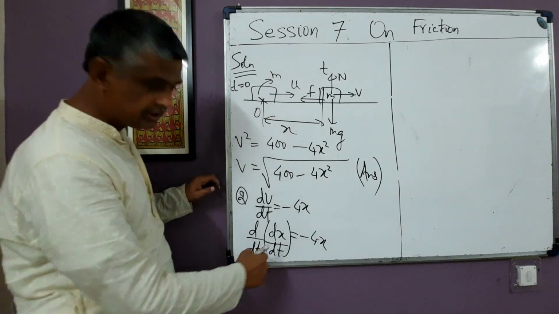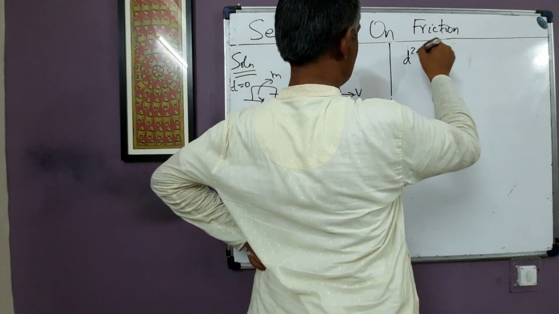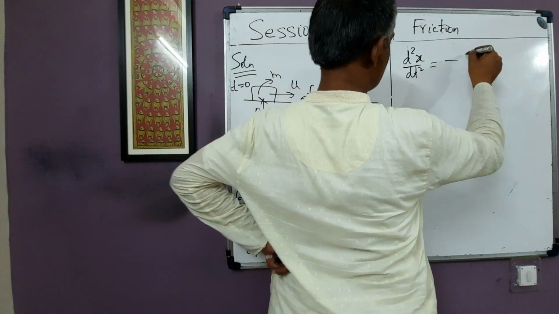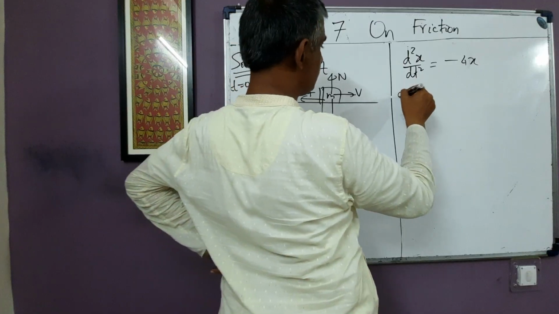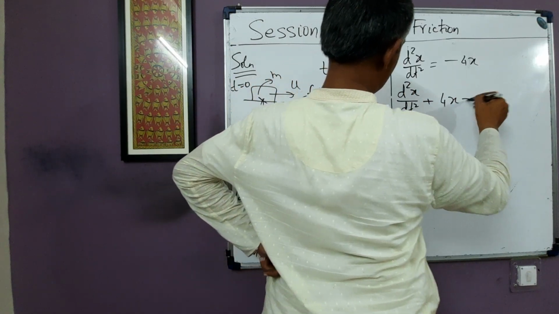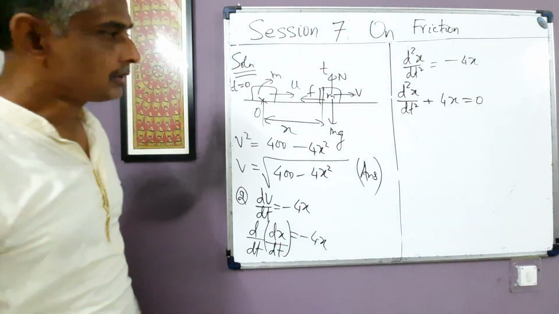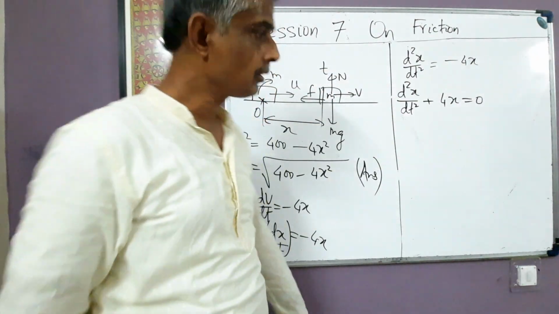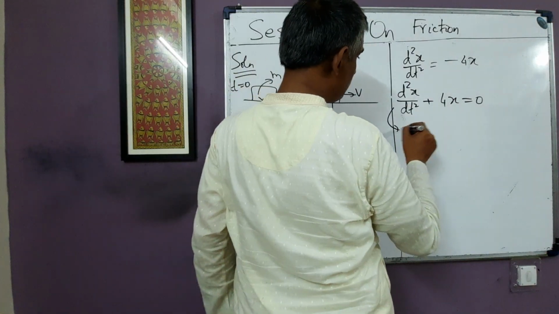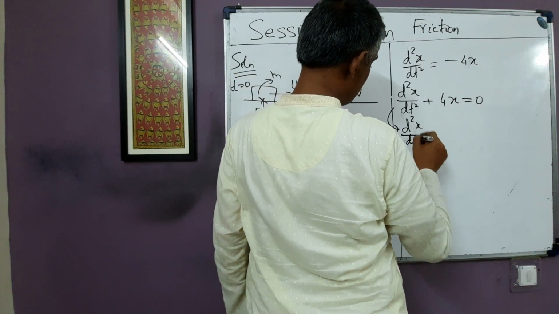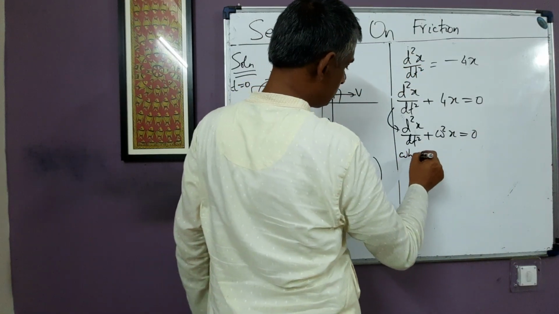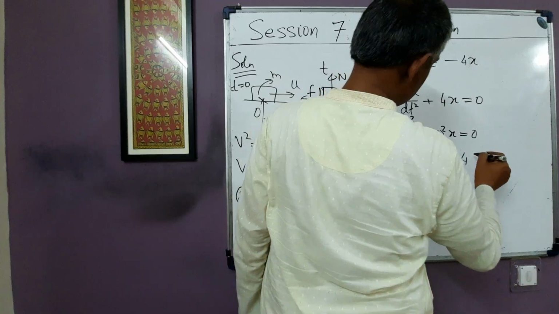So this becomes d2x by dt2 equal to minus 4x. Now I bring this left side to 0. So this is the second order linear differential equation with t as the independent variable and x as the dependent variable. It is of the form d2x by dt2 plus omega square x equal to 0, where omega square is 4, a constant.